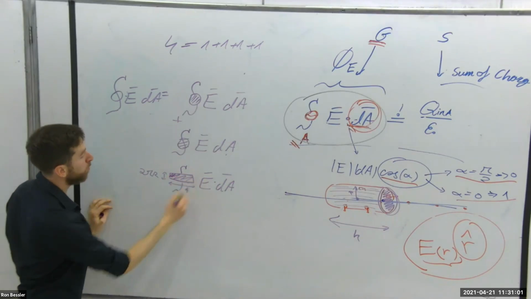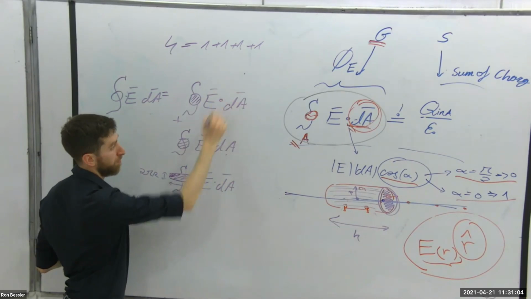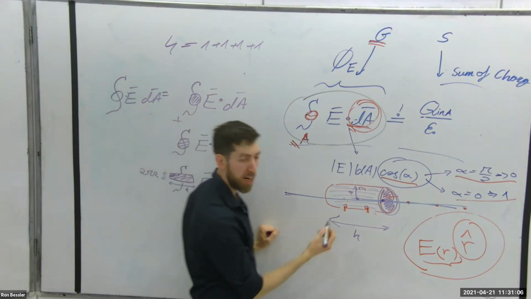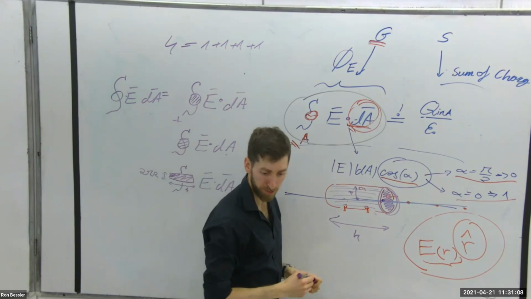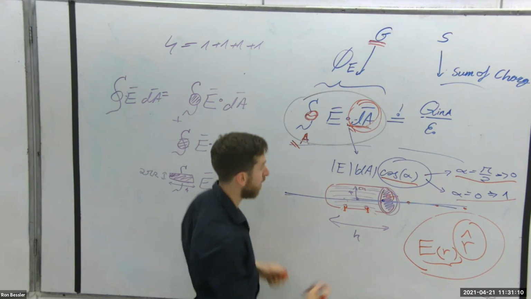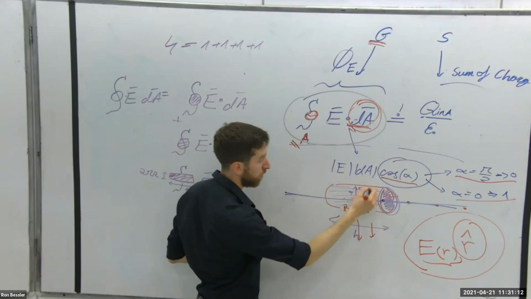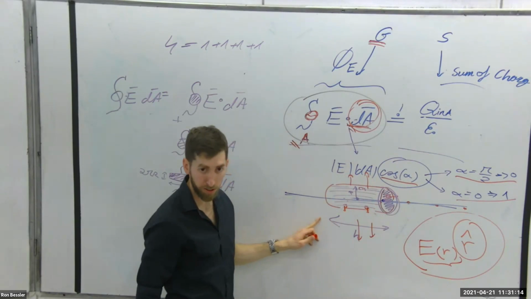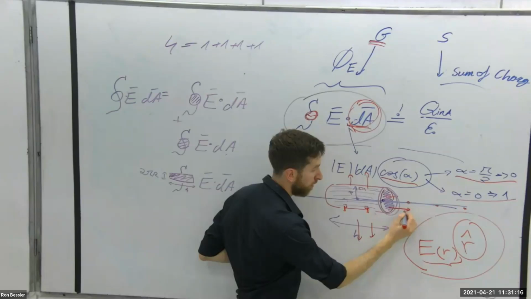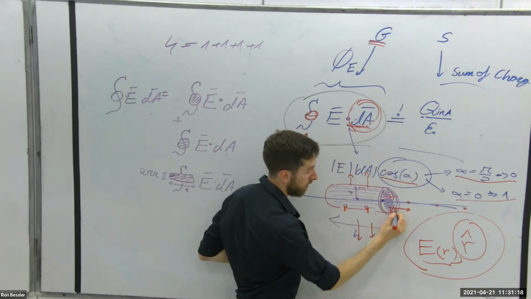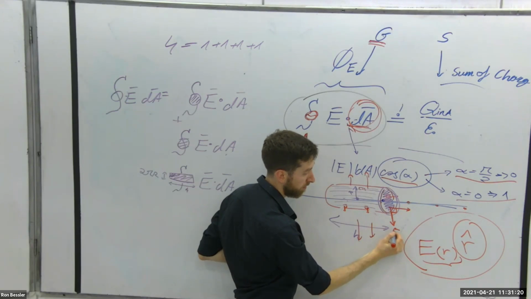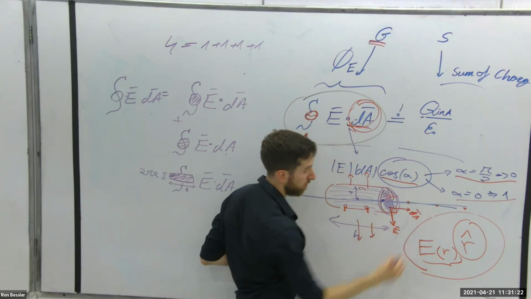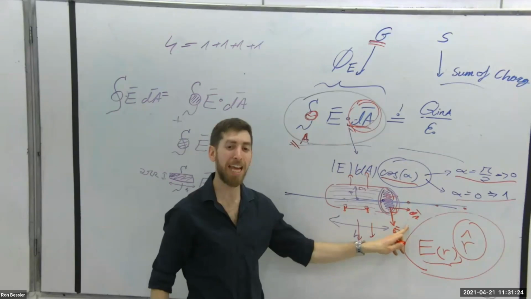Now I want to talk about this node. We studied the electric field pointing where? Radially out. This way, this way, this way. Agreed? So what's going on here? 0 degrees. This is E, and this is the dA. Agreed? What is the angle between them?